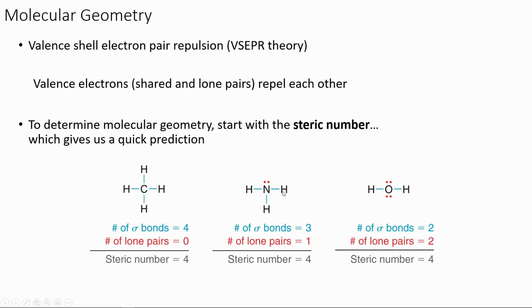If we have NH3, here we still are going to have the same steric number because we have a lone pair instead of a bond, but we still have 4. Basically we have 4 things attached to that nitrogen. Sigma bonds or lone pairs are going to count equally towards the steric number, and with water we have the same.